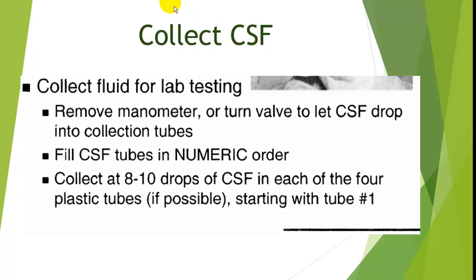After that's been measured, you turn the three-way stopcock to allow the fluid that's in the manometer to go into the first tube, and then you put the stopcock so that the manometer itself is closed off, and so there is direct flow of fluid from the needle through the stopcock to the next tubes.